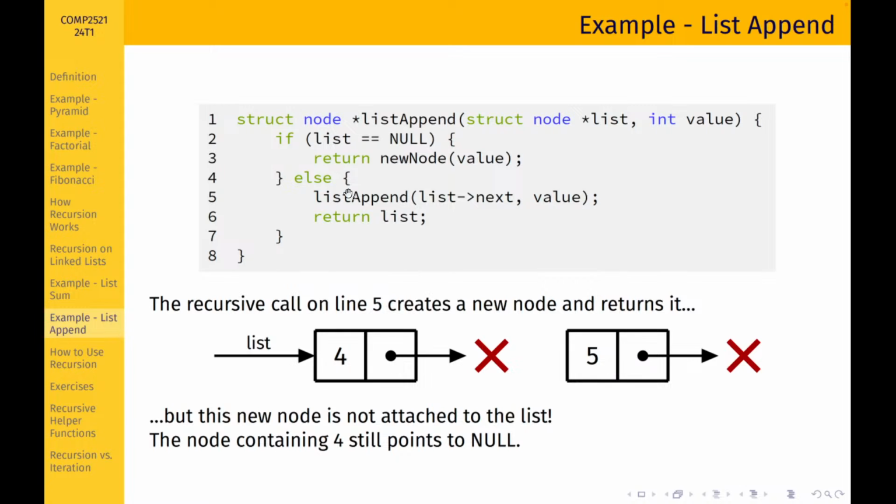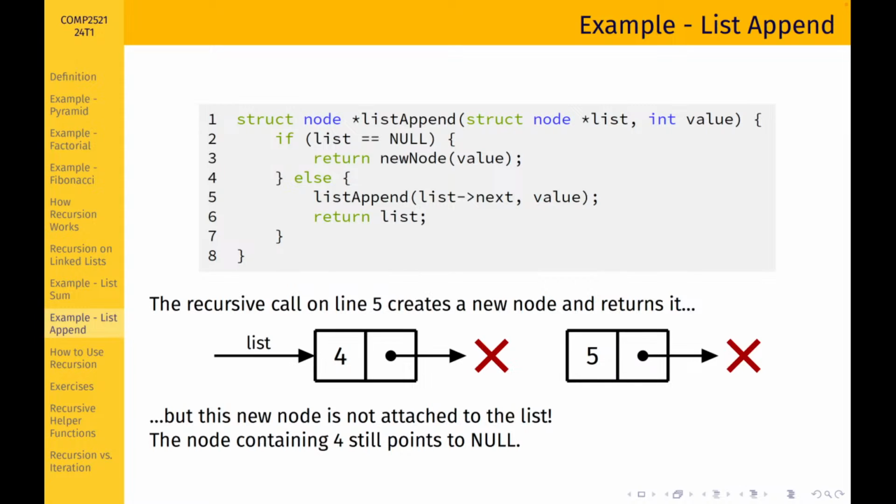If you look at the code, it should kind of make sense. The only way you can link the node to the original list is if you set the next pointer of one of the nodes, if you say list arrow next equals something. But there is none of that in this code. We're not setting the next field of any nodes. We are passing list arrow next to the list append function, but we're not setting it to anything. So the new node doesn't get attached to the list, and that is the problem.